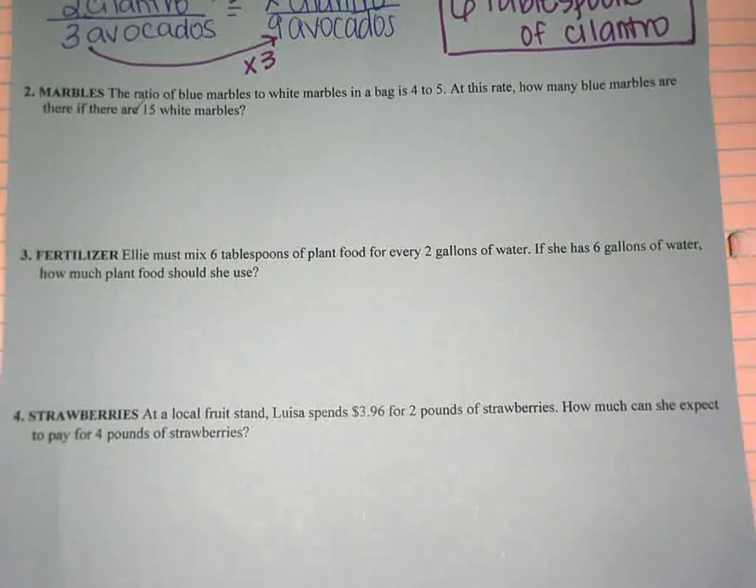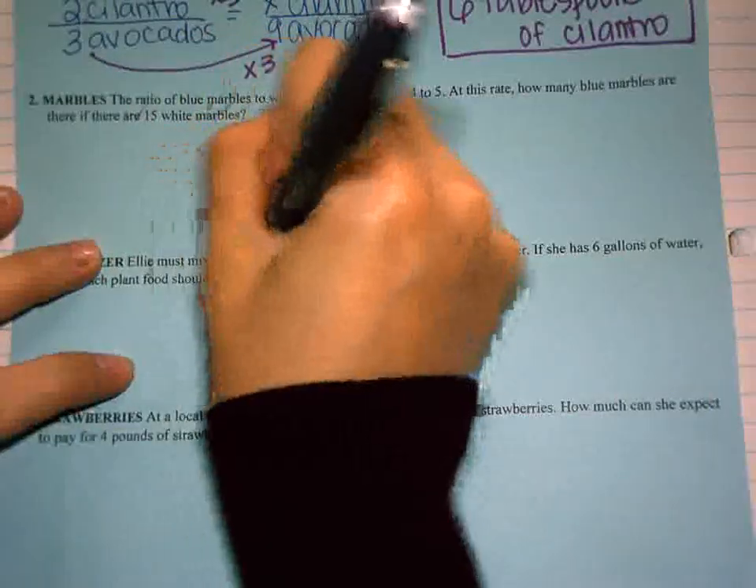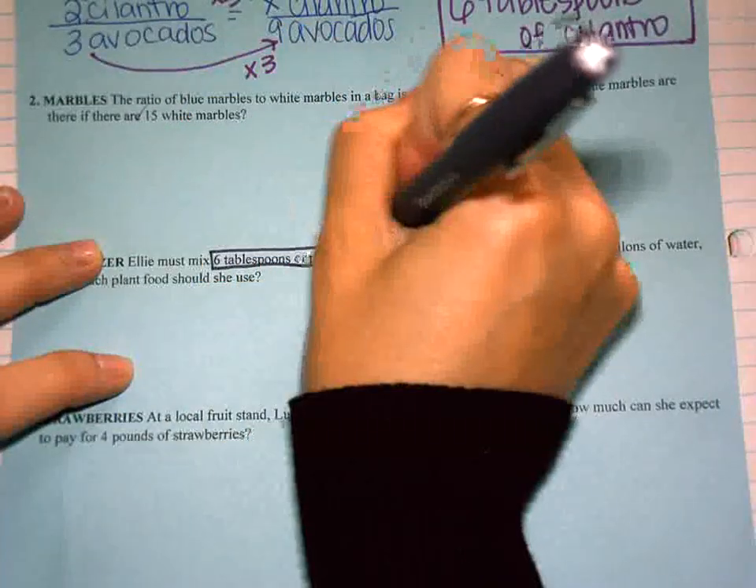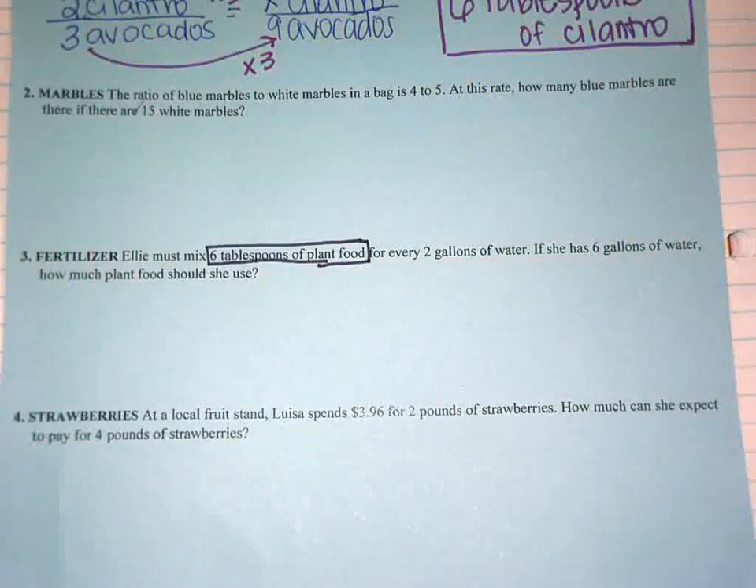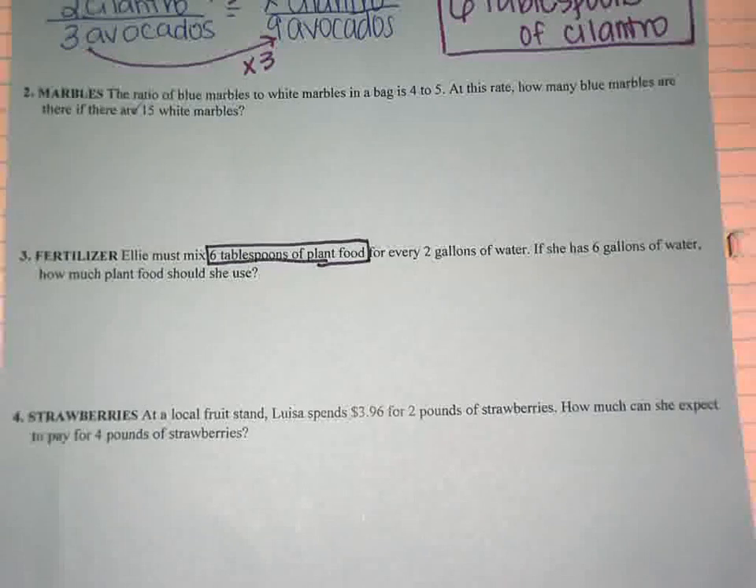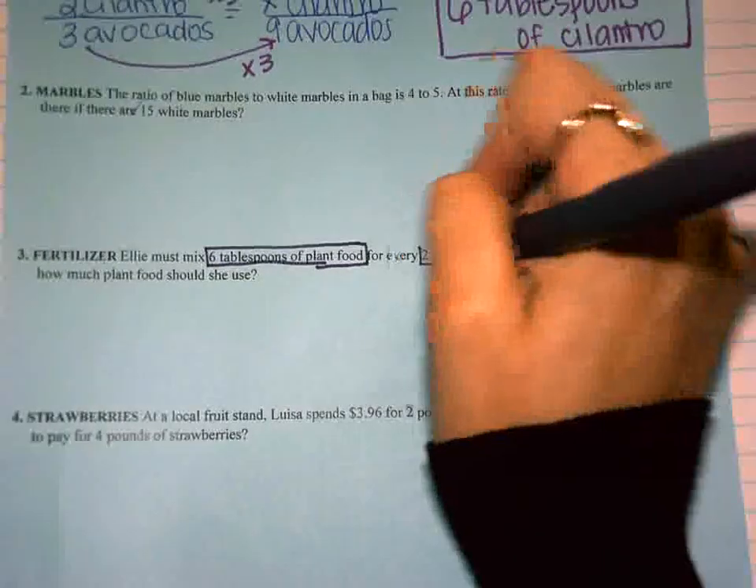Okay, so, number 3. Ellie must mix 6 tablespoons of plant food for every 2 gallons of water. What should I circle? What's important in this sentence, Peter? Good, I have 6 tablespoons of plant food. And what else is important in that sentence? 2 gallons of water. Good.